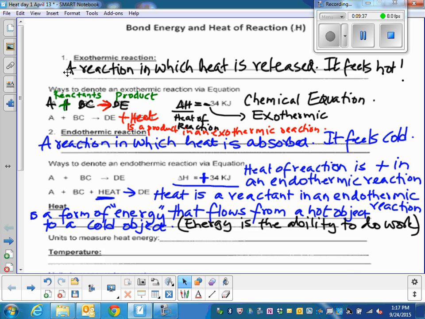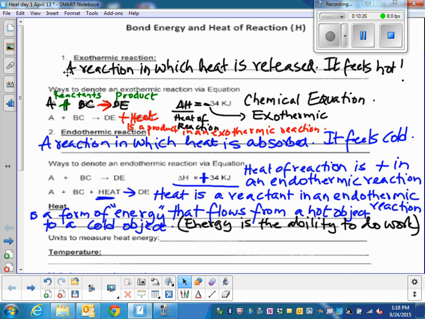Now, what are the units with which we measure heat energy? Units are very, very important. What do you measure time in? Minutes, seconds. What do you measure mass in? What do you measure volume in? Liters, milliliters. What is the unit for density? Grams per milliliter. It has two units, one on the top and one on the bottom. Is that right? What is the unit for heat energy?